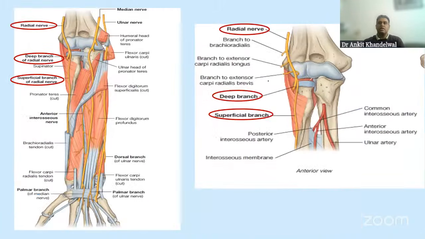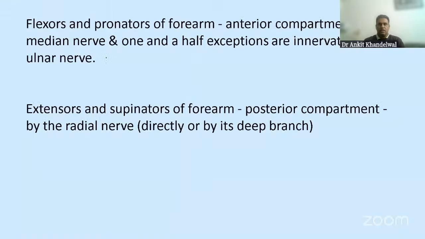Let's move forward. Here are the other images showing us the branches. Again, the same thing, the radial nerve dividing into these two branches. Not to repeat again, this is a sort of repetition image. So that we have already done: the flexors and pronators of the forearm, anterior compartment, median nerve, and 1.5 exceptions, that was the median nerve. So done and dusted. Extensors of the forearm, posterior, by the radial nerve directly or by its deep branch, that is PIN, posterior interosseous. Let's move ahead.